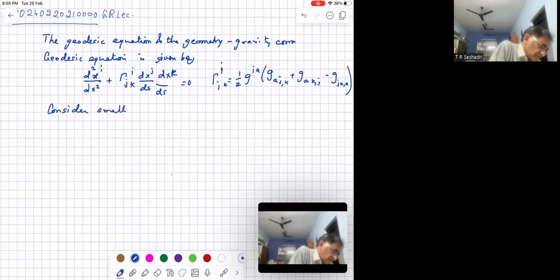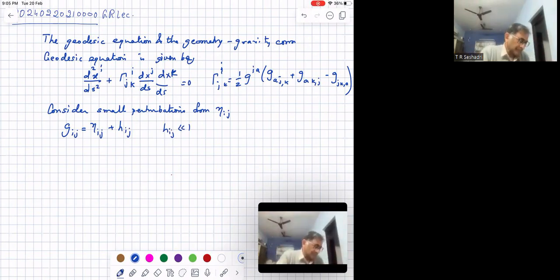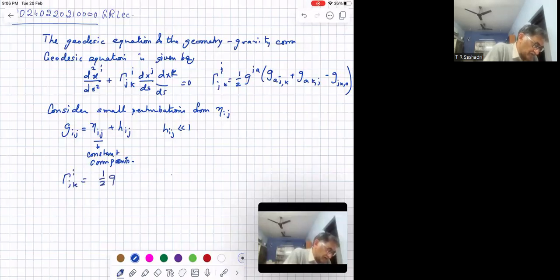And then we said, let us consider small perturbations from eta_ij. So I have g_ij is equal to eta_ij plus h_ij, where h_ij is much less than 1, which is small. And since these are constant components, we have Γ^i_jk is equal to half (eta^ia plus h^ia) multiplied by (h_aj,k plus h_ak,j minus h_kj,a).